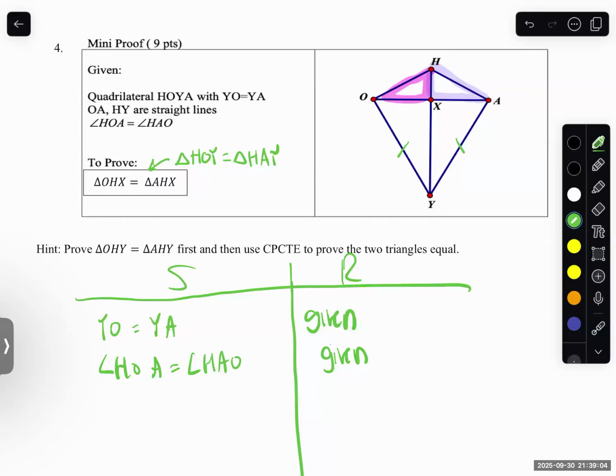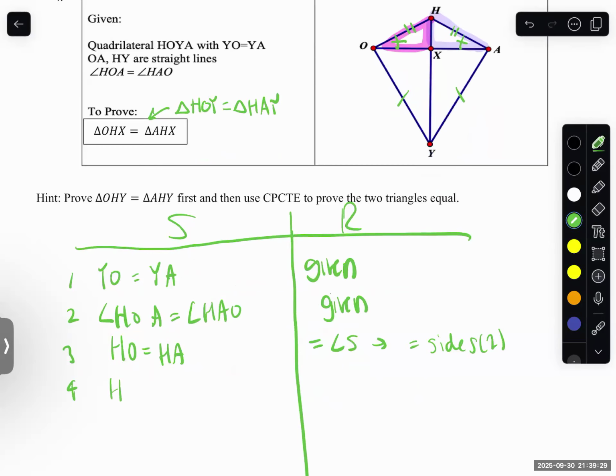So I have YO is equal to YA. I have HOA is equal to HAO. And then we'll kind of go from there. So I'm going to go ahead and mark that these are equal because of equal angles, equal sides, line 2. And then I can actually, once I do that, go ahead, ID HY, and I get my first proof. Triangle HOY is equal to triangle HAY by SSS, lines 1, 3, and 4.